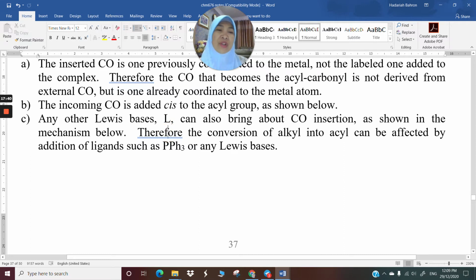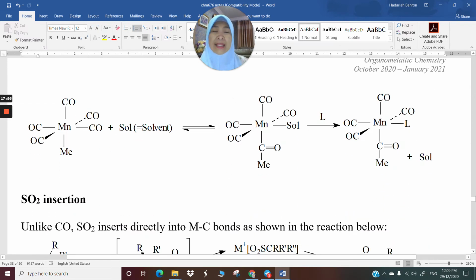Therefore, the conversion of alkyl into acyl can be affected by addition of ligands such as PPh3 or any other Lewis bases, for example, ammonia or water maybe. How is that? What is the mechanism of carbonylation?